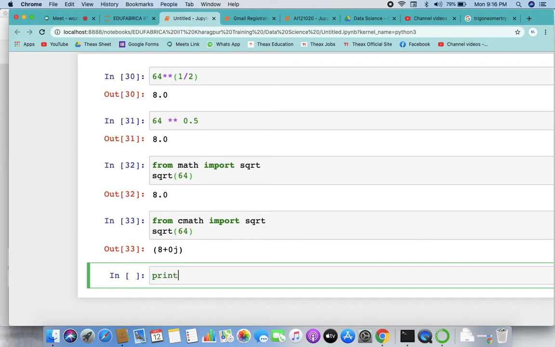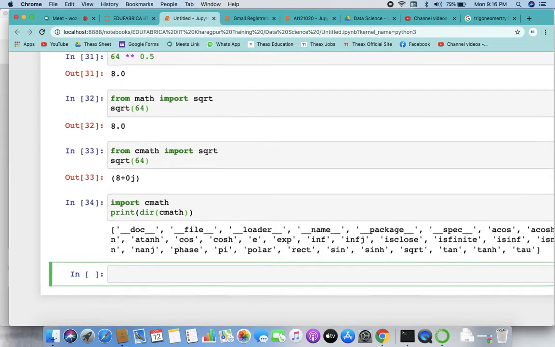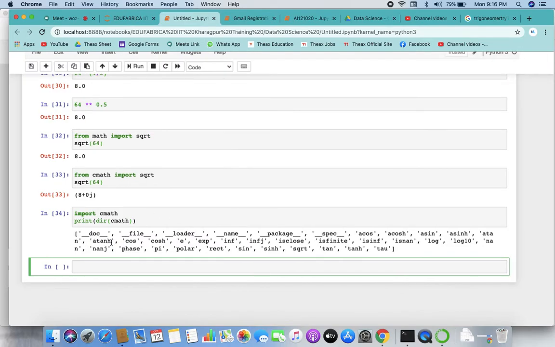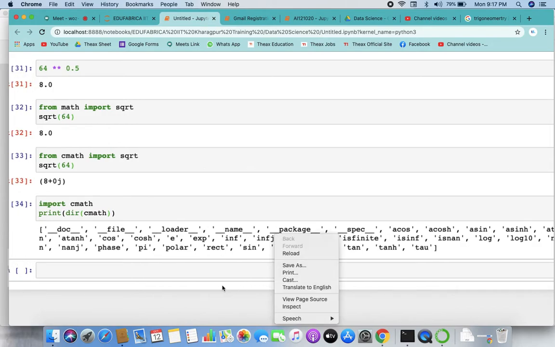Let me bring this once again. I'll show you what functions there are in cmath. Print the directory of cmath. So you have exp, cos, tan, atan, inf, isclose, isinf, isnan, not a number basically, log, log10, phase, pi, polar, rect, sin, and a lot of things. You will use this when going with algebraic expressions, particularly. Okay, fine. Let's go ahead.